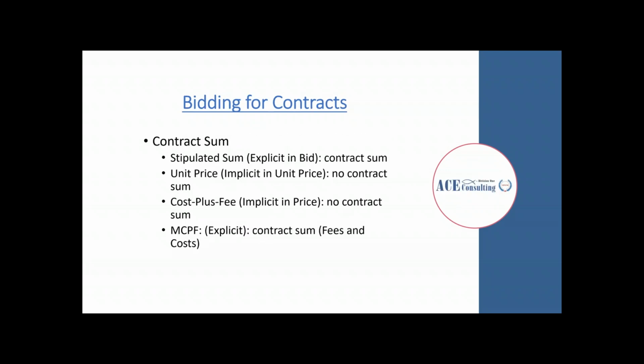In part one of our contract series, we talked about the different types of contract sums that we could come across. We talked about how we could have a stipulated sum that is explicit in the bid and an exact end goal for the contract value. Some contracts are unit price contracts, meaning that there is no defined contract sum, only pricing for the different parts and pieces.